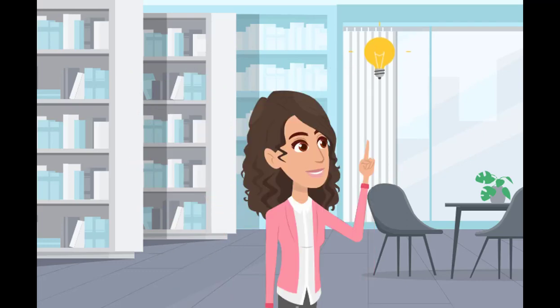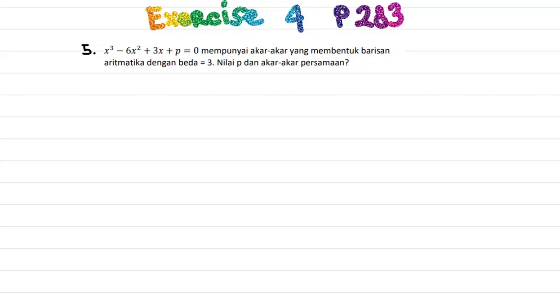Today, we will discuss the example of Vieta's law, and I'm taking it from your book, exercise 4, page 283. This is the example that relates every coefficient of the equation. Here, we have a cubic equation with roots forming an arithmetic series with a common difference of 3, and we need to find the value of p and the roots of the equation.